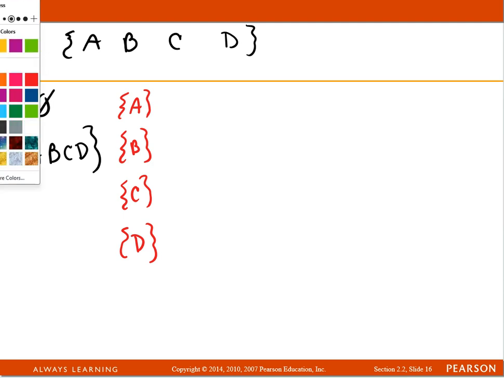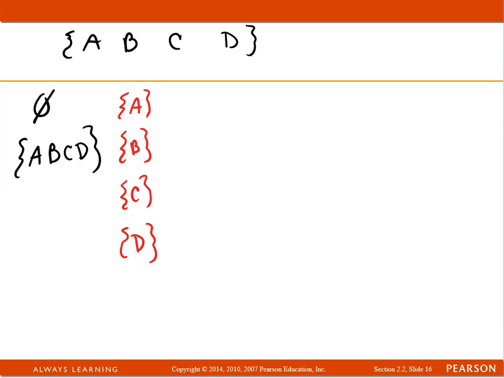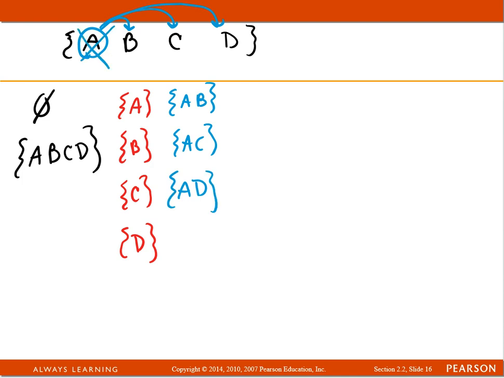Okay. Then I would look for the doubles. So I'd start with the A. And I'd say A goes with B, A goes with C, and A goes with D. So A and B, A and C, A and D. And now I'm done with the A. I can't pair him up with anybody else.